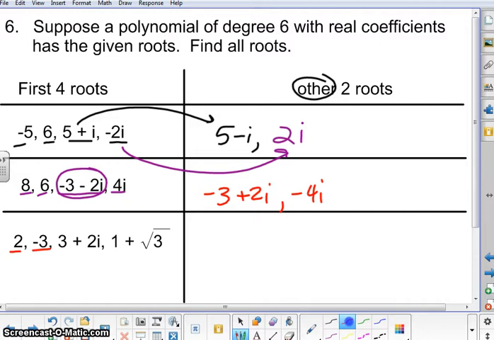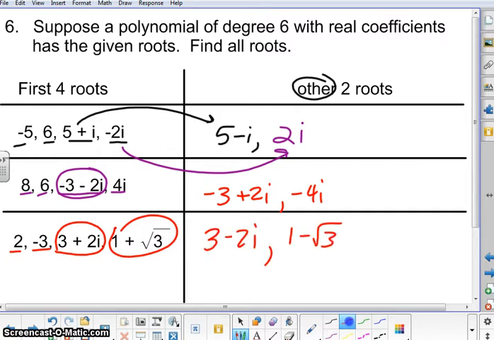Okay, we have 2 and negative 3, so we don't have to do anything to that. But here is a root that is imaginary, and here's a root that's a radical. So the other two roots are going to be 3 minus 2i and 1 minus the square root of 3. Okay, so let's go ahead and go on to the next screen.